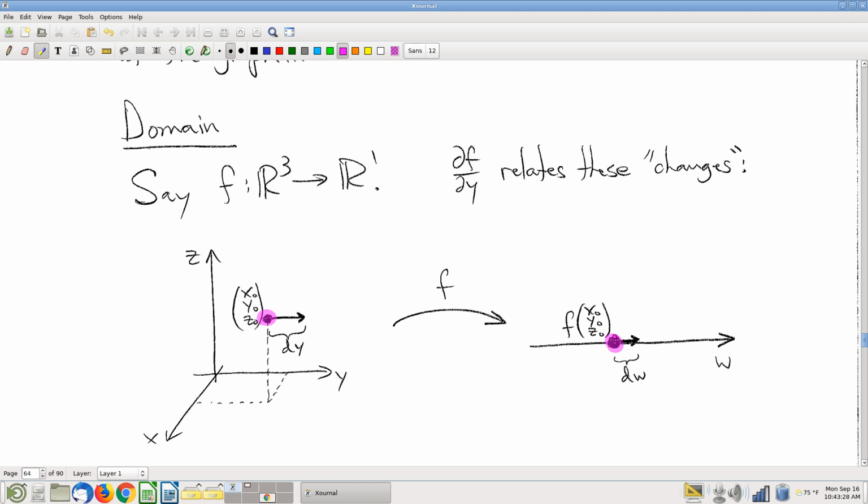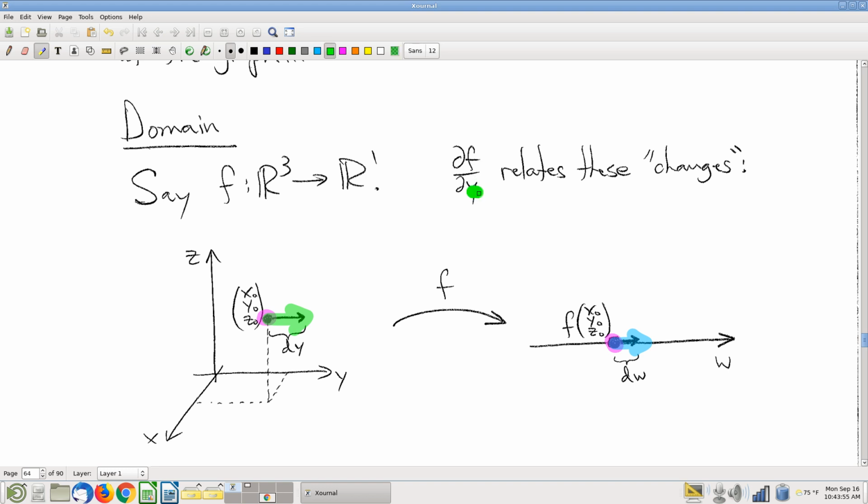But it's actually a really good way to understand a derivative of f. Because remember, keep in mind, the derivative of f, or any derivative of f, is some sort of a relationship between input changes and output changes. And those show up very nicely on this picture. So if I wanted to talk about how you should think about the partial of f with respect to y?